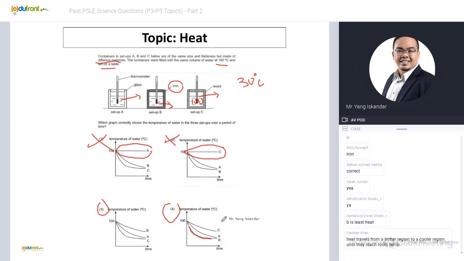All 3 will lose heat. The water in the 3 setups will lose heat. However, in setup B, since iron is the best conductor of heat, water in setup B will lose it the fastest. So that's why the answer is number 4. All of you got that?